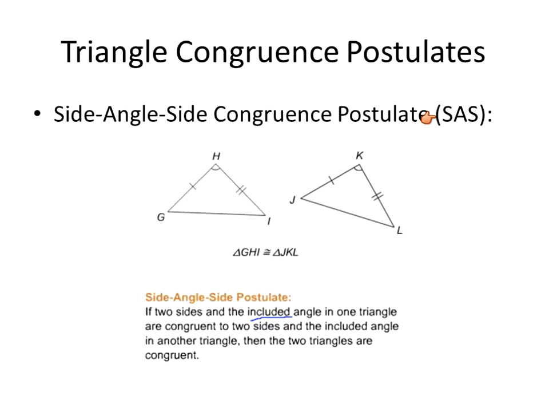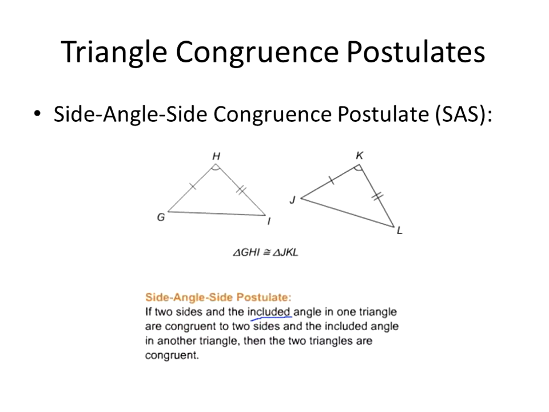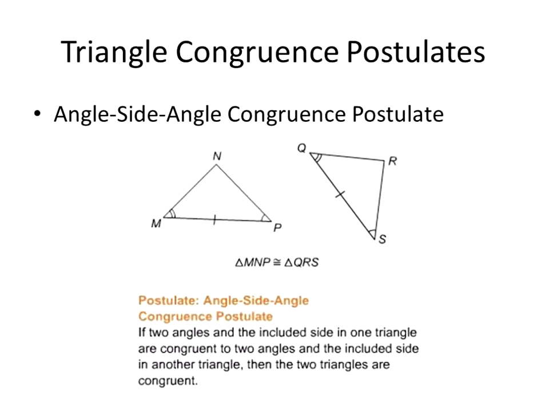So we got side, angle, side. We usually write that as SAS. Remember, and notice in the first one, it said side, side, side, so we write SSS. And this one's SAS for side, angle, side.